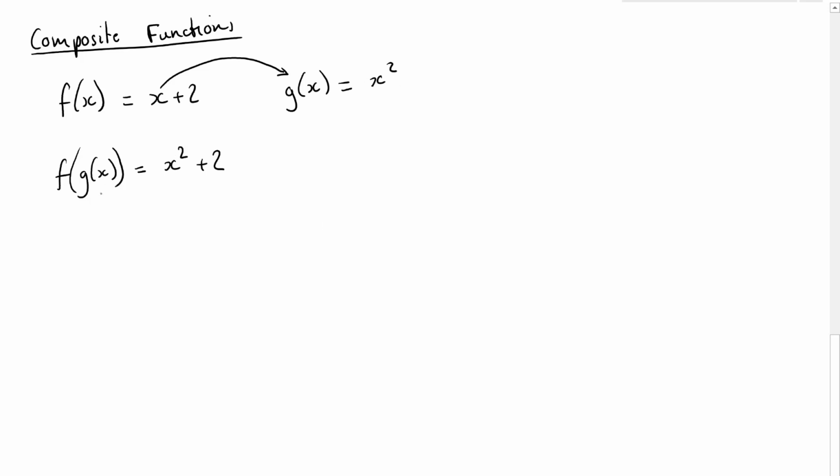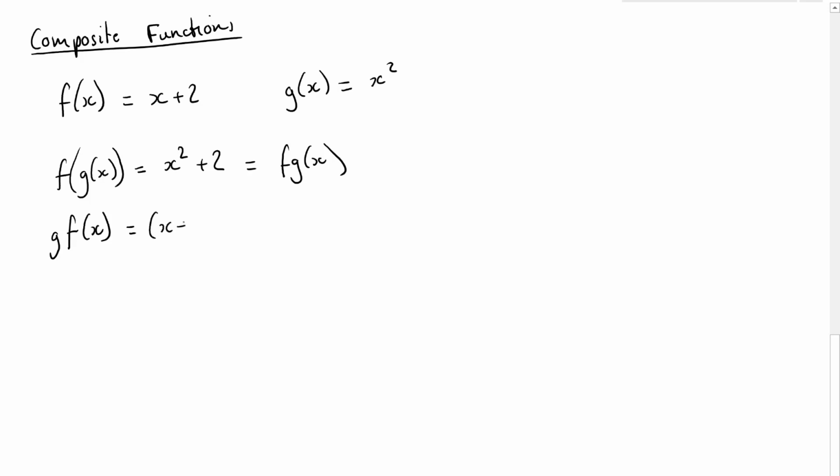Now this usually isn't written with these brackets. They would usually write it as just fg of x, but this means the same thing. Okay, it means that you have a function f that takes g as an argument to it. I could do this the opposite way around. I could say, what if I wanted g of f of x, and that means I take my function g, but wherever I see an x, I'm going to put an x plus 2.